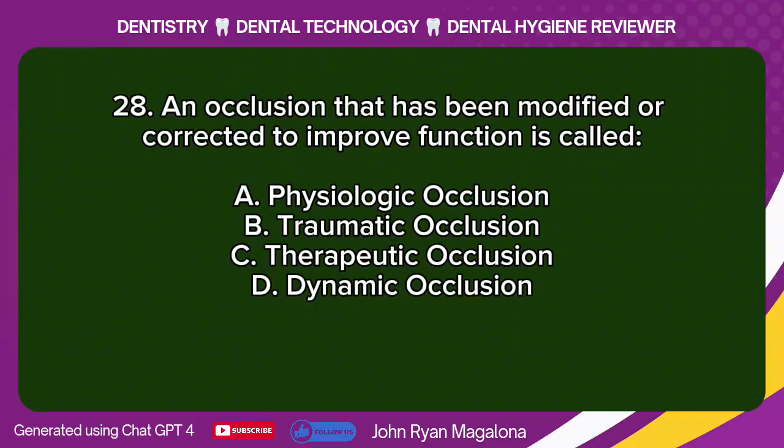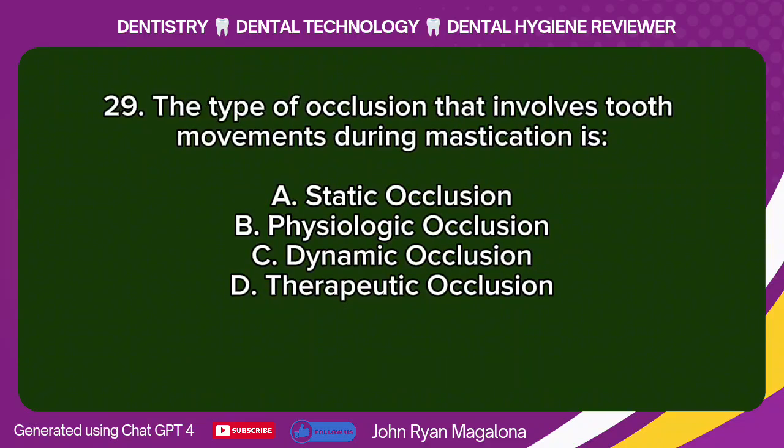B. Traumatic occlusion. C. Therapeutic occlusion. D. Dynamic occlusion. Answer: C. Therapeutic occlusion. 29. The type of occlusion that involves tooth movements during mastication is: A. Static occlusion, B. Physiologic occlusion, C. Dynamic occlusion, D. Therapeutic occlusion.